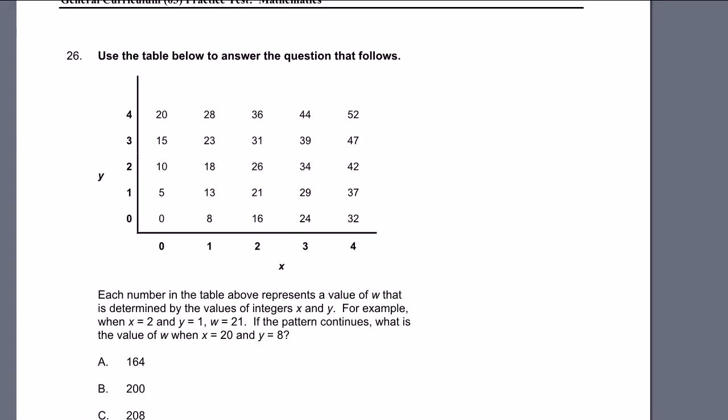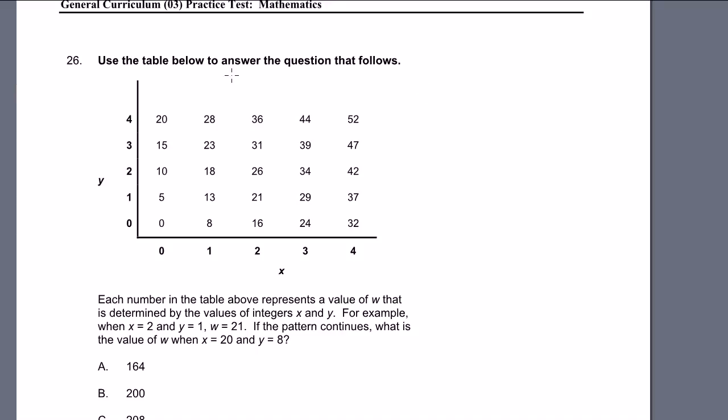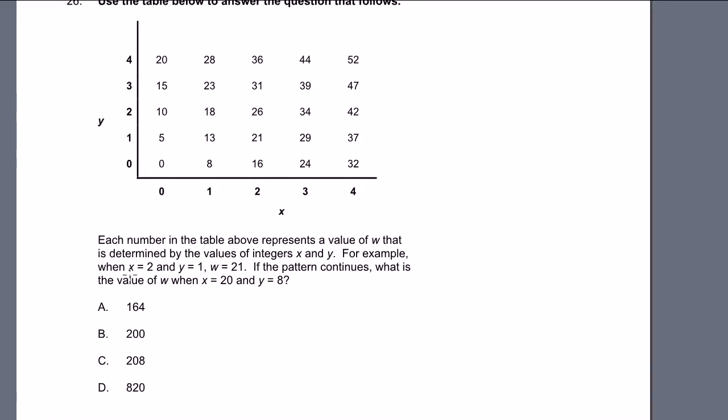All right. Problem 26. Use the table below to answer the question that follows. Okay, they have an x-axis, and then we have a y-axis. And what do they want us to do? Each number in the table above represents a value of w that is determined by the values of integers x and y. For example, when x equals 2, y equals 1, w is equal to 21. If the pattern continues, what is the value of w when x is equal to 20 and y is equal to 8?